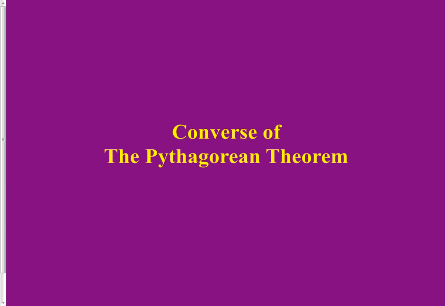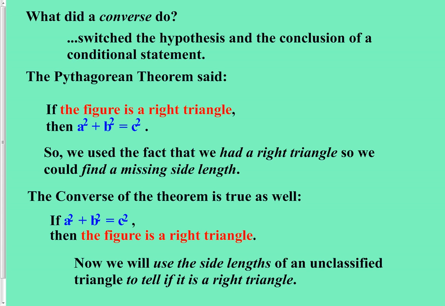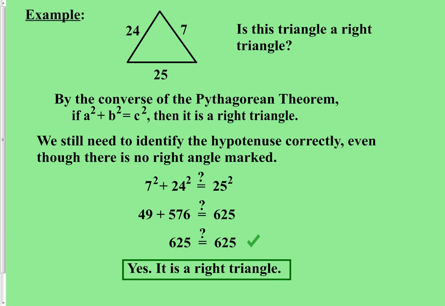The next day we turned around and we looked at the converse of the Pythagorean theorem. Reviewing, converse takes your hypothesis and your conclusion and reverses them. So instead of saying if you have a right triangle, then a squared plus b squared will equal c squared, now we are saying if a squared plus b squared does equal c squared, then you must have a right triangle. So now what we're doing is using the three sides of an unclassified triangle to determine if it is a right triangle or not.